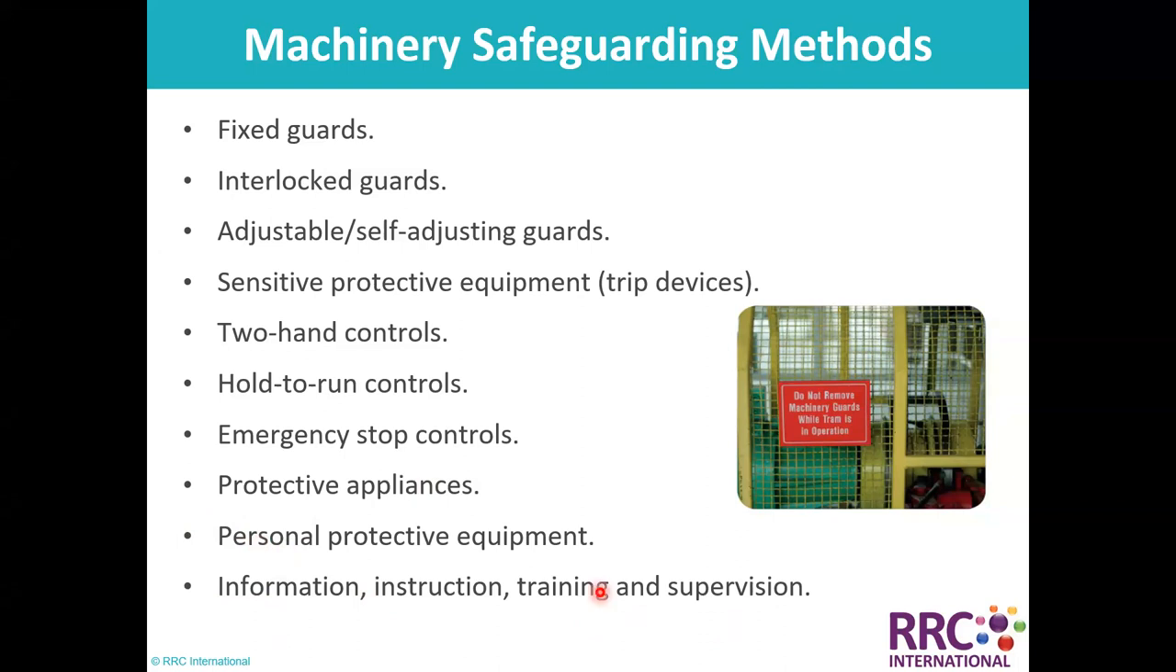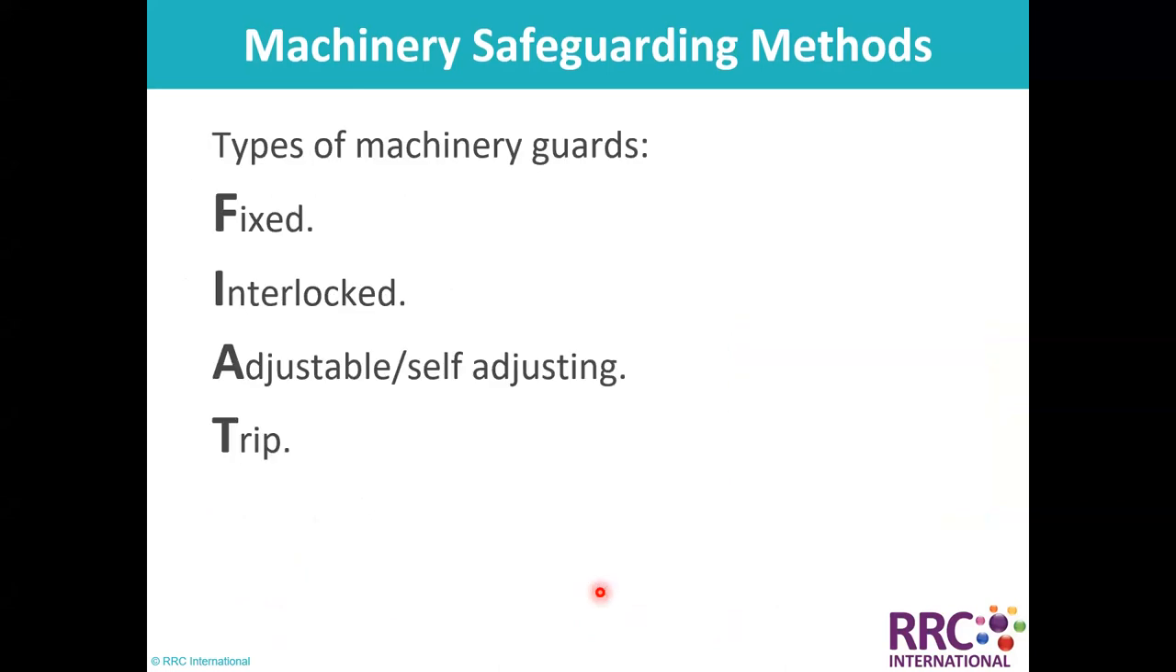Okay, proceeding next. What different kinds of guards do we have on the machine? You would have heard the name FIAT, F-I-A-T. What is that? Can anyone tell me? What is FIAT? This is a type of guard which we use in our machine to protect ourselves. But good. I'm just asking what it is.